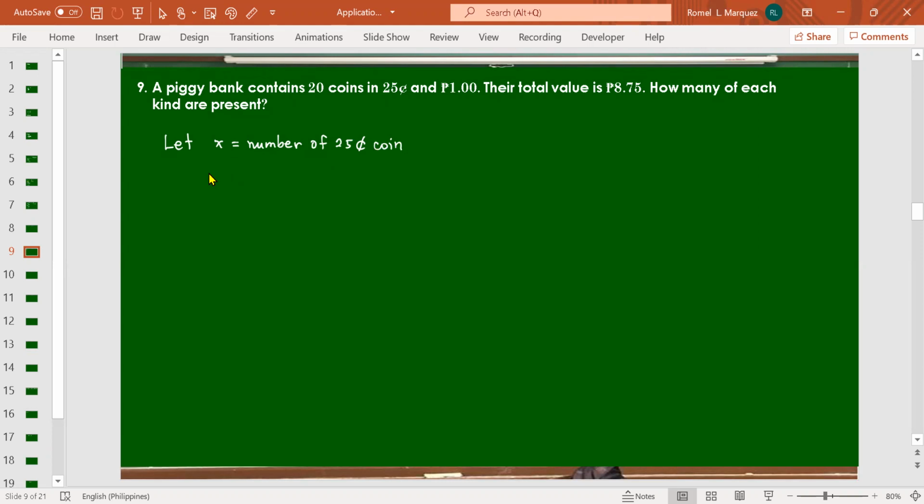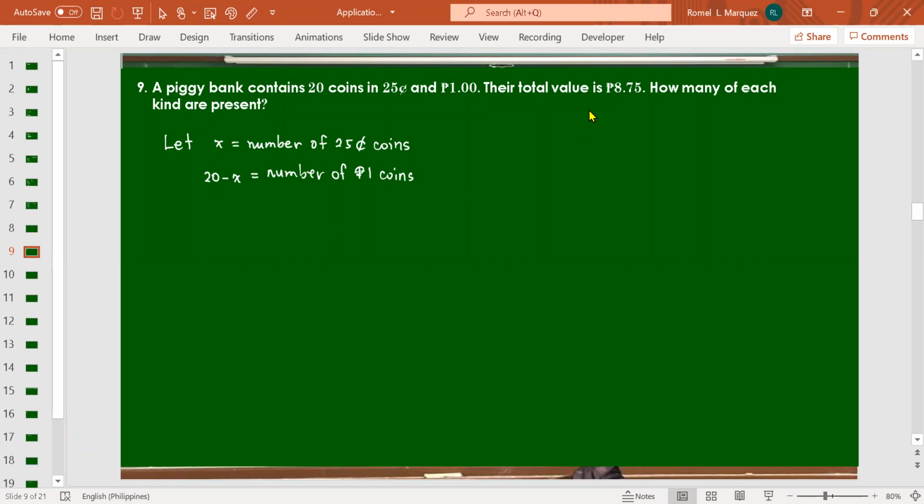There are 20 coins. Therefore, the remaining coins are 1 peso coins. So that is 20 minus x, the number of 1 peso coins. The total value is 875.